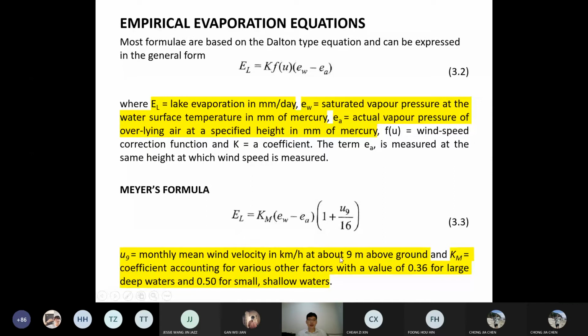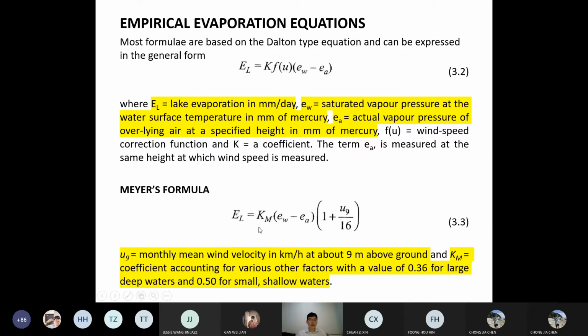For the wind speed, he put the standard of using the monthly mean wind velocity at the height of 9 meters. You need to consider the wind, and you use the monthly mean wind velocity at the height of 9 meters. How high is 9 meters? If one story is 3.5 meters, 9 meters is about 2.5 stories.